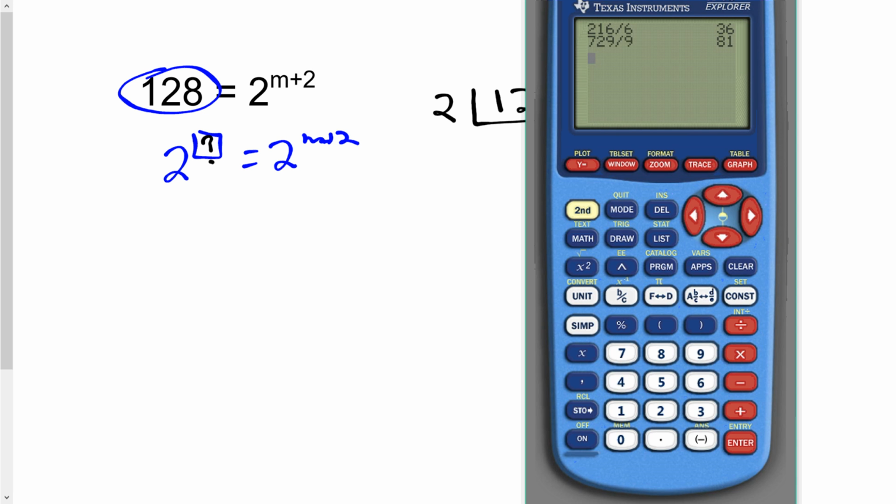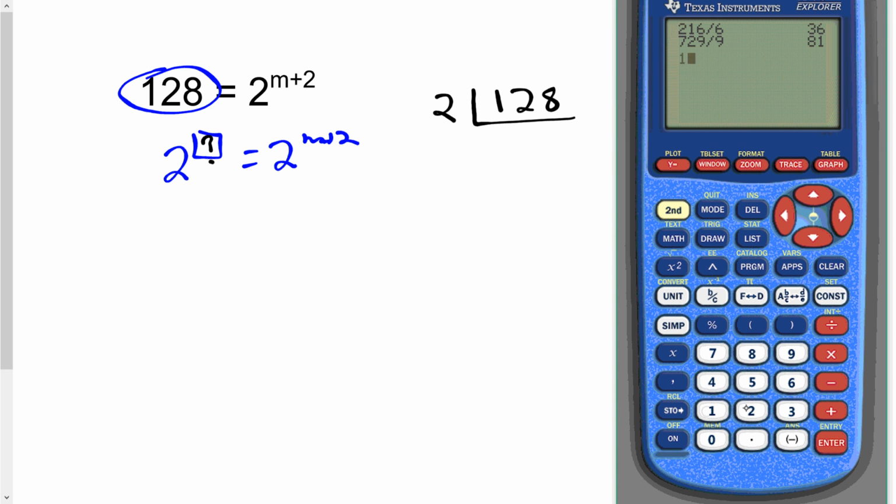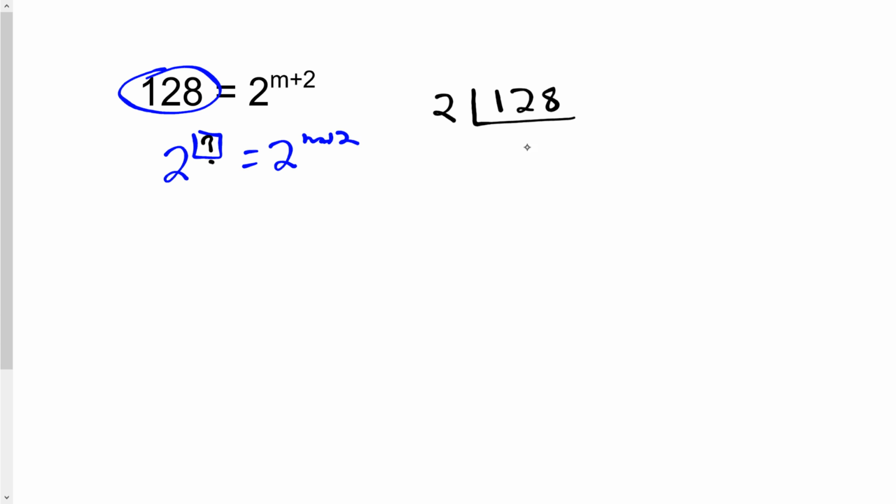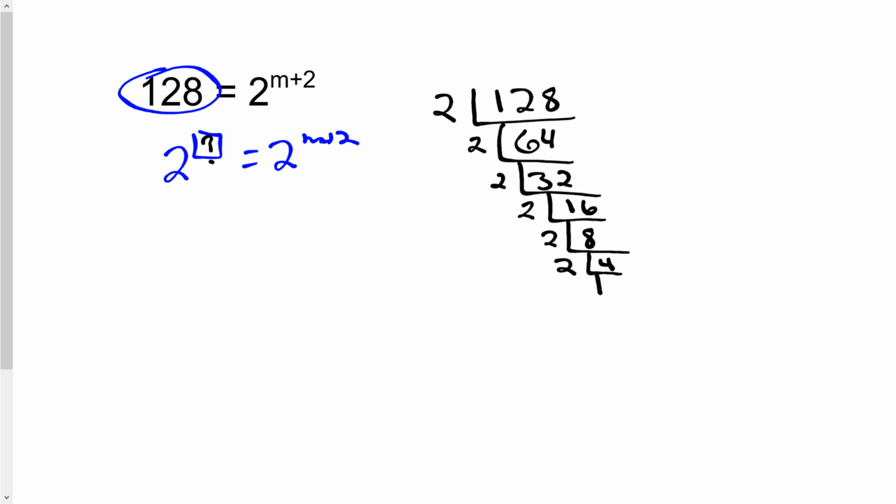And if you want to, you can pull up your calculator at this point. What's 128 divided by 2? 64. Divide that by 2 gives me 32. You guys can check this in your calculator if you'd like. 32 divided by 2 is 16. 16 divided by 2 is 8. 8 divided by 2 is 4. 4 divided by 2 is 2. Well, there's my 2 again. So how many 2's do I have? 1, 2, 3, 4, 5, 6, 7.